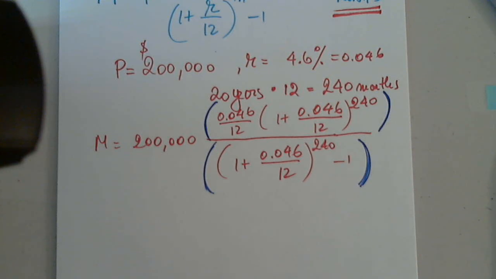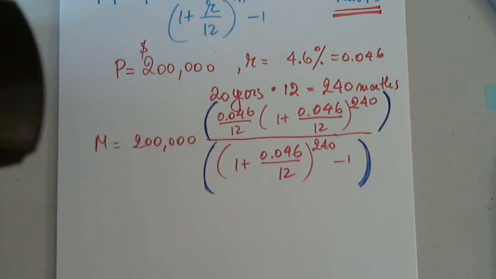Okay, let's do this together. 200,000. Parentheses now for the top. So inside, the 0.046 over 12 also has to be in parentheses. 0.046 divided by 12. This is a factor in front. So these two parentheses are only for this ratio. This one here and this one here.